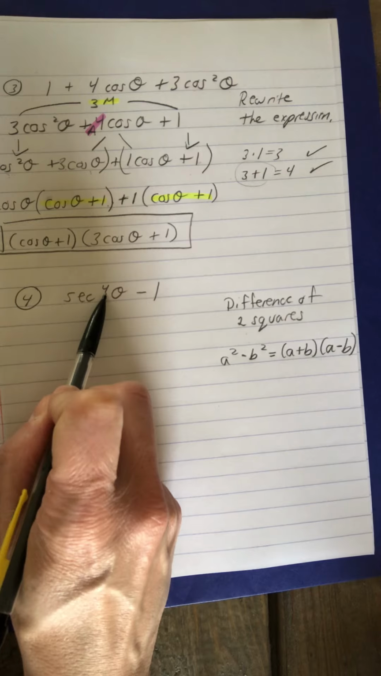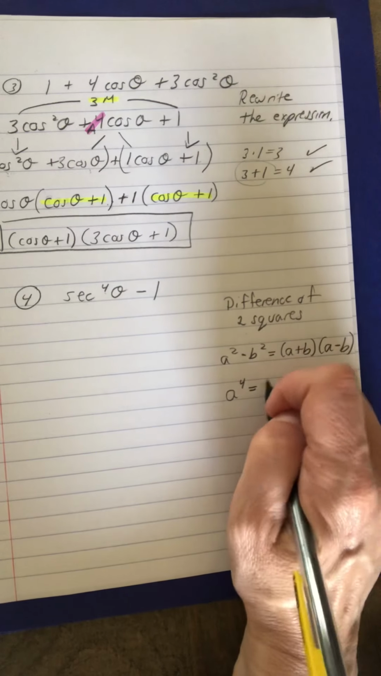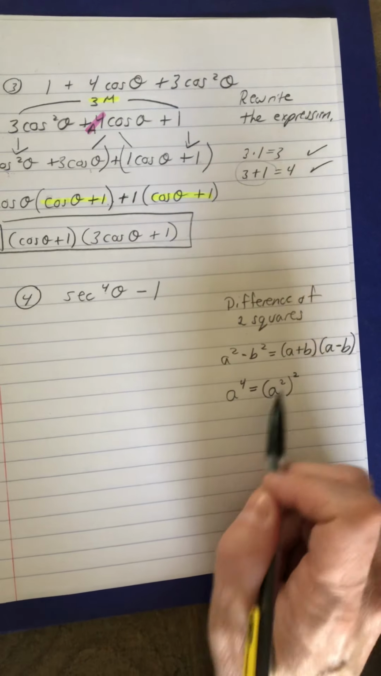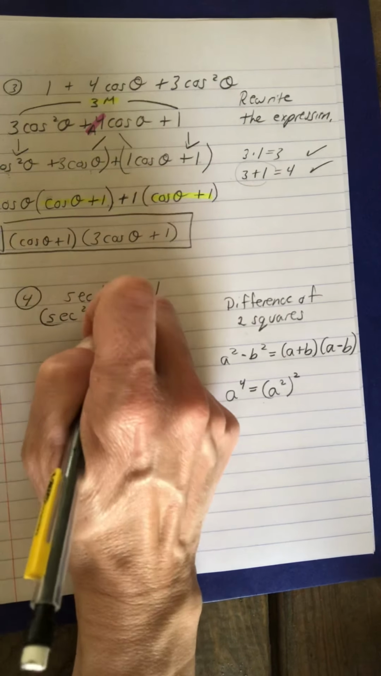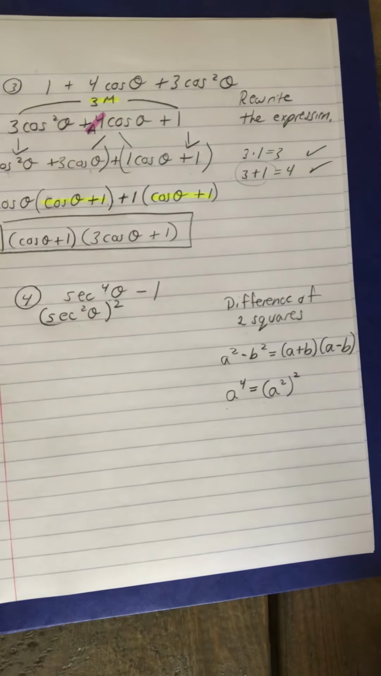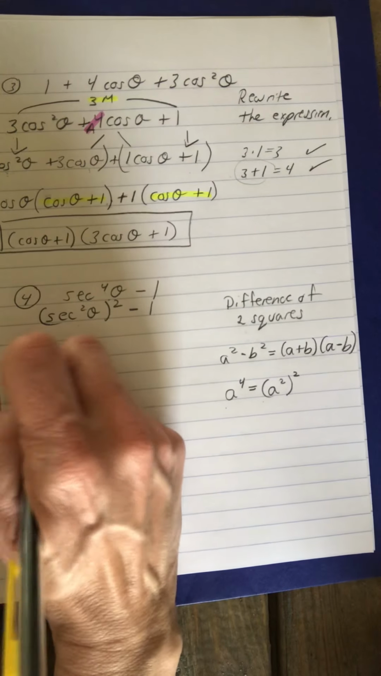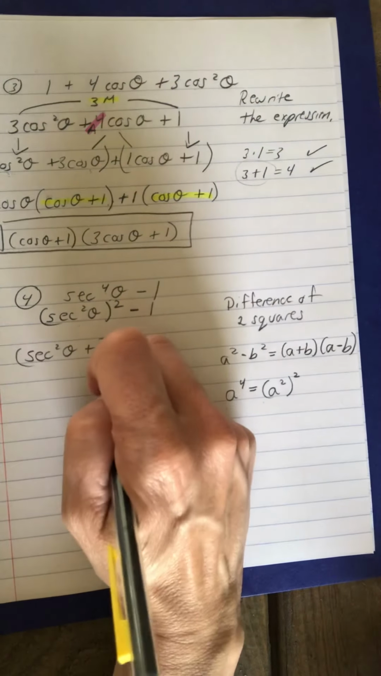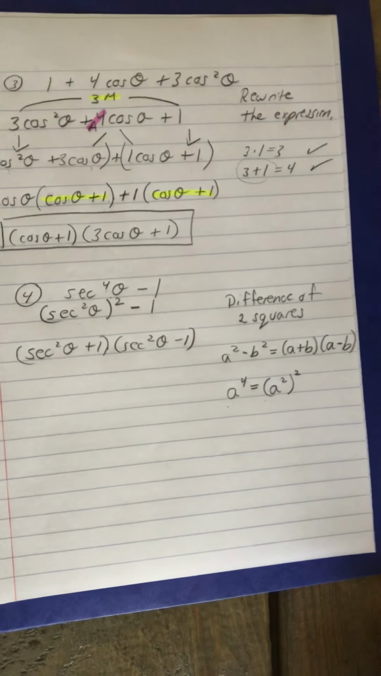Well, when we take something to the 4th, watch, if I had a to the 4th, that's the same as saying a squared, squared. So a squared squared would be equivalent to a to the 4th. Therefore, secant squared theta, squared, would be equivalent to secant to the 4th. So if I look at this, I can use my difference of two squares. I can say secant to the 4th would be equivalent to secant squared theta plus 1 and secant squared theta minus 1. Now guys, let's see if you have your cheat sheet.